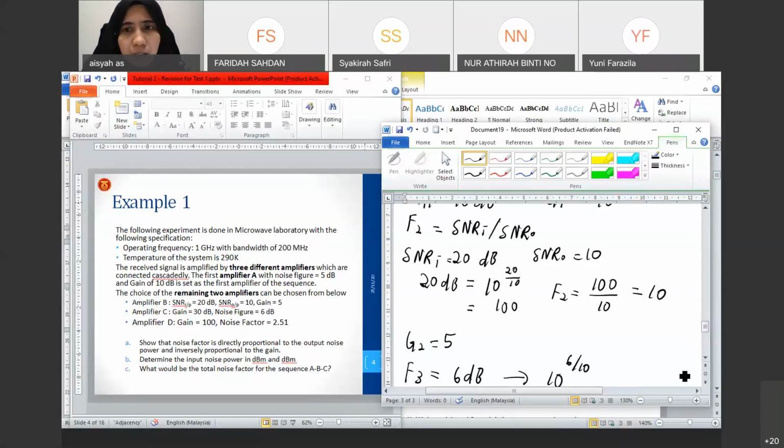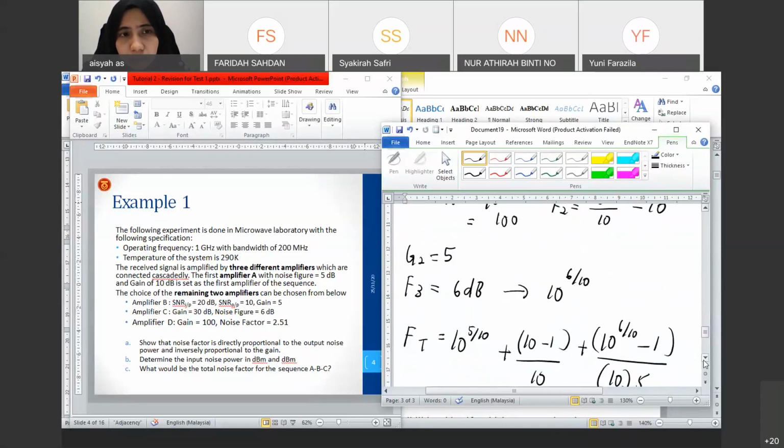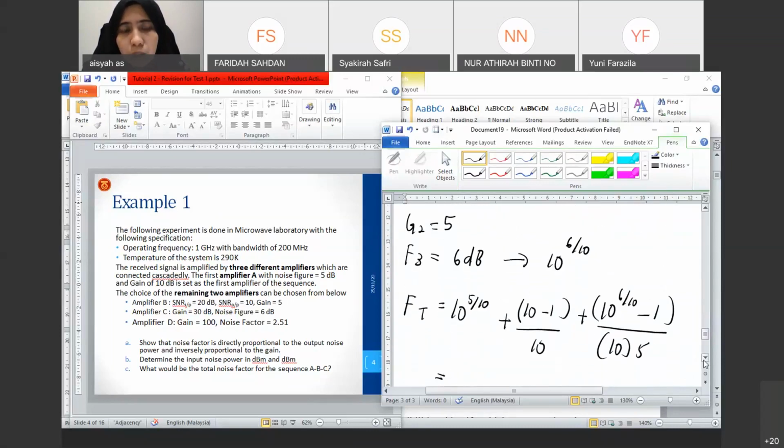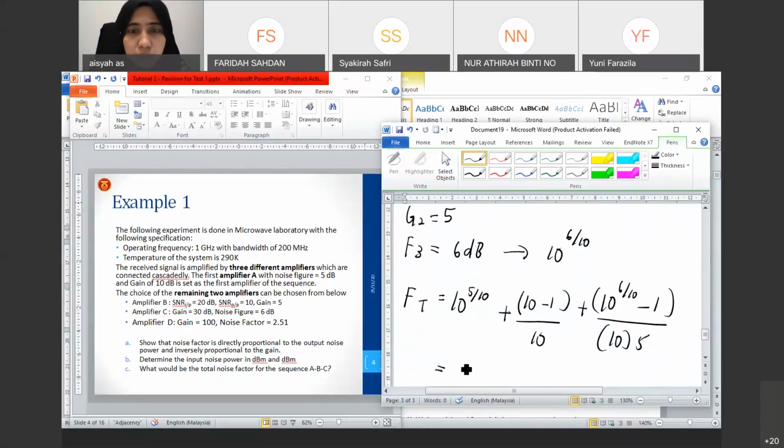Okay? Doctor, for the final answer, do we have to change it back to dB or not? No, because it asks for noise factor, not noise figure. So the answer is 4.15. So 4.1 something is correct.